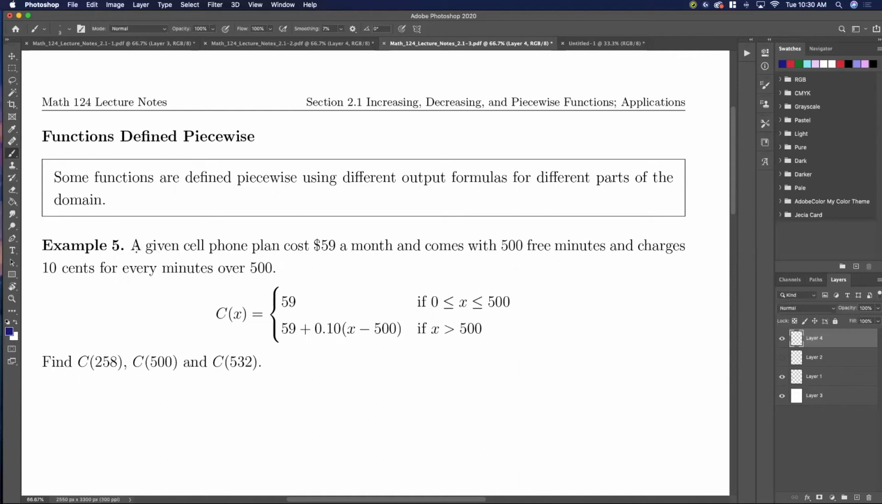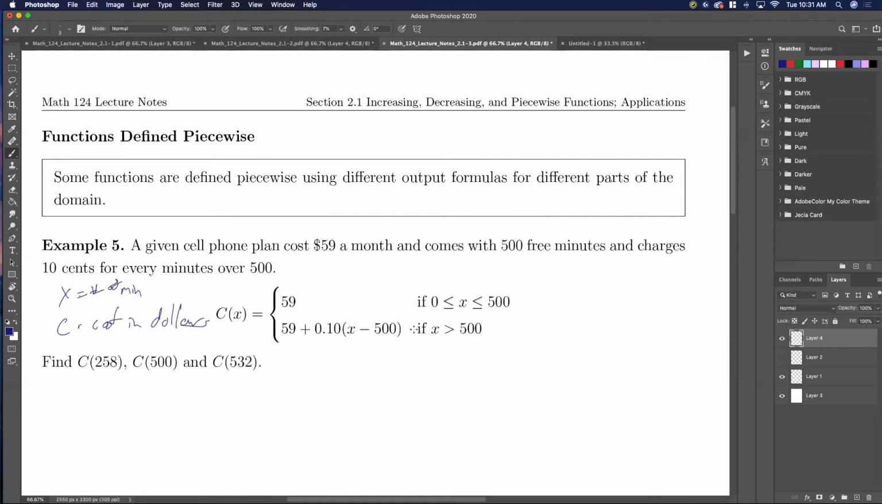So here's an example. Say I have a cell phone plan that costs $59 a month and comes with 500 free minutes, and charges 10 cents for every minute after that. In this case, X is the number of minutes I used, and C is the cost, in dollars.